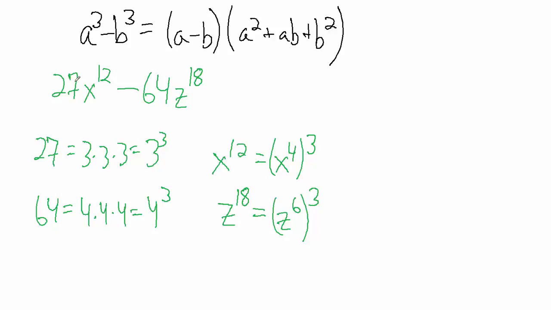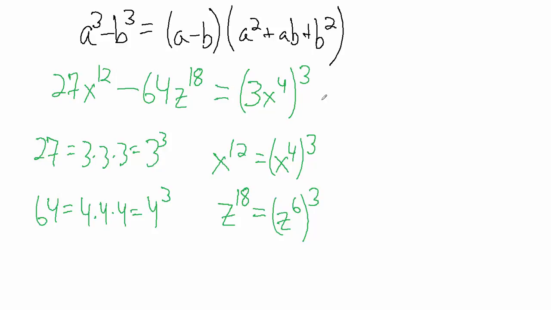So 27x to the 12th is going to be the quantity 3x to the 4th raised to the 3rd power. That's what 27x to the 12th is, because 27 is 3 to the 3rd power, and x to the 12th is x to the 4th to the 3rd power.